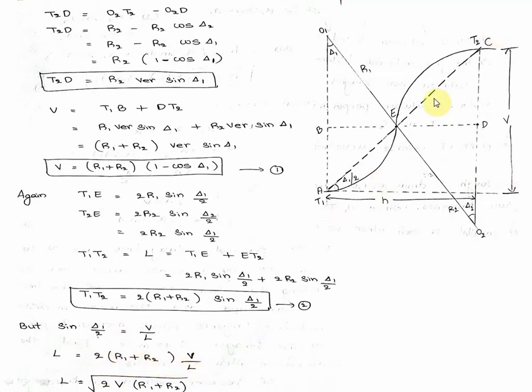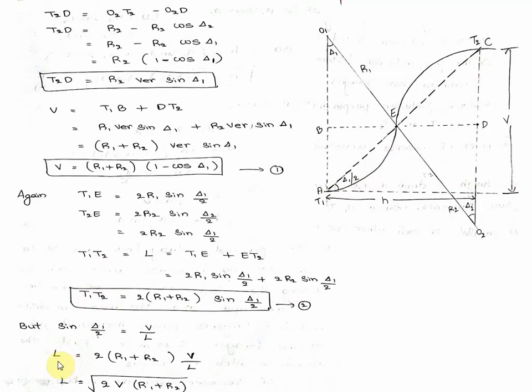L is nothing but t1 t2, right? Here you have calculated t1 t2, that is 2 into bracket r1 plus r2 sine delta 1 by 2. So the same equation here, t1 t2 is nothing but L, don't get confused. This distance t1 t2 is nothing but L. Here you can see, correct, L.